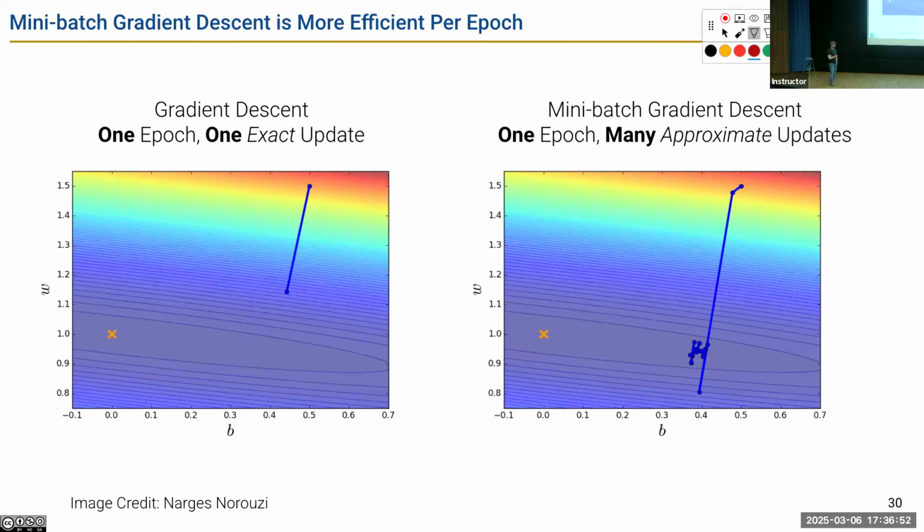These approximations are pretty darn good. It's a little bit like a drunken man walking down a hill, sort of aiming for the right spot. So this is good to know. Mini-batch gradient descent is more efficient per pass through your data points, per epoch.